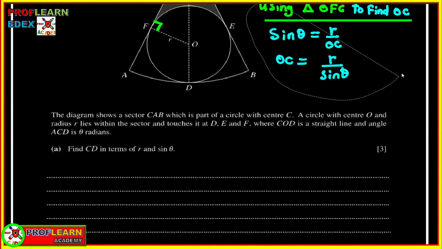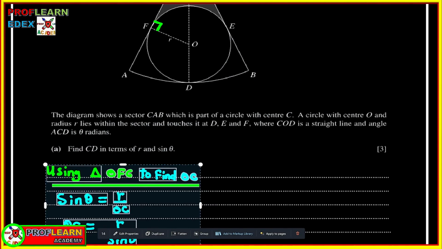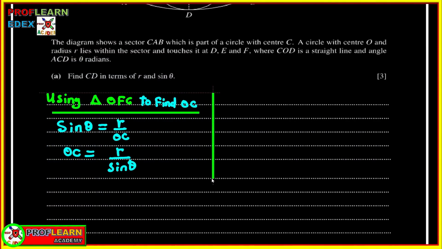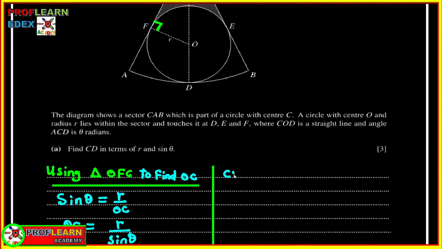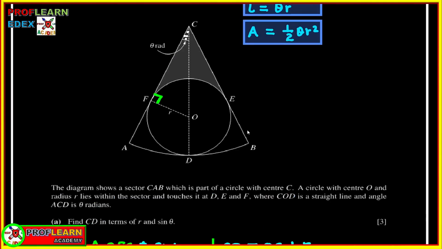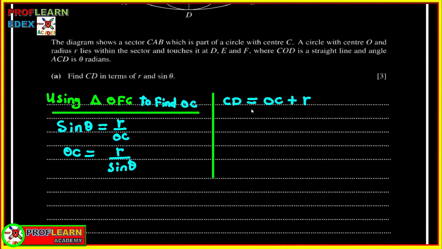So let me move this down here so that we can have it there. And then I can say that CD is OC plus R because of that radius there.